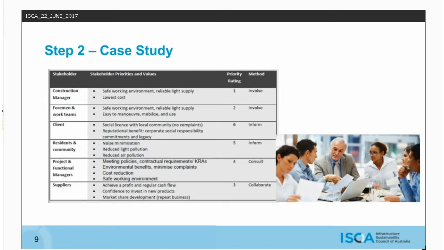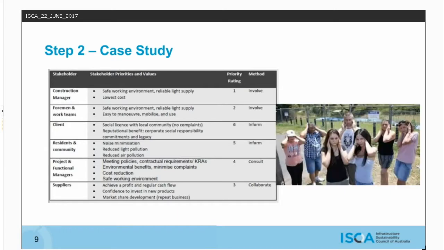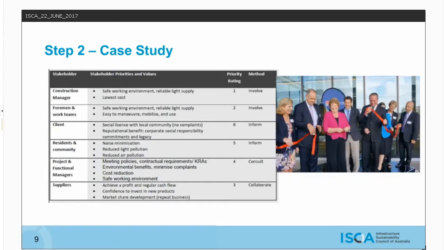Local residents in the community will probably focus on noise, light and air pollution, so I'll need to keep them informed. Finally, there's our client. They seem to be pretty focused on their reputation and social licence, but are not too concerned about the details. I'll inform them once we make a decision. Back to you, Nicole.